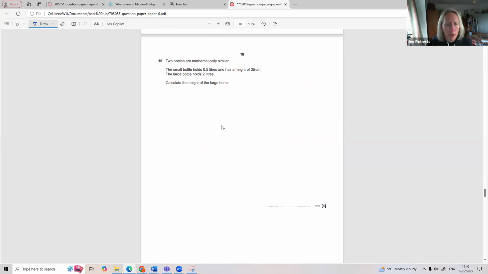Similar shapes for area and volume, perhaps, where I've read the question. Small bottle holds 0.5 litres, which is a volume. Got a height of 35 centimetres, which is a length. We've got another volume here. Okay, so let's get the scale factor for volume. So 2 divided by 0.5 is 4.